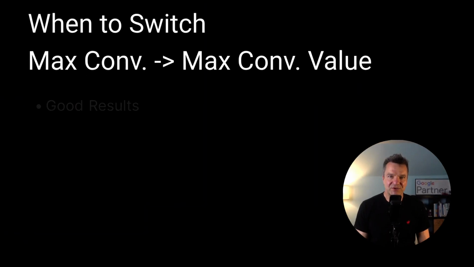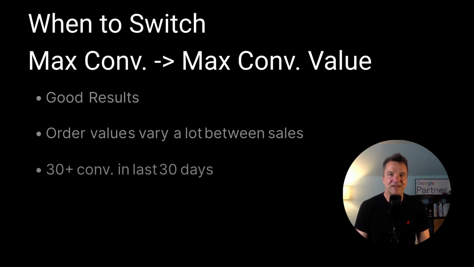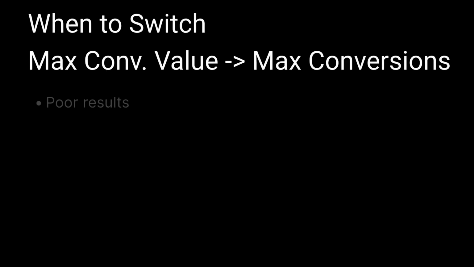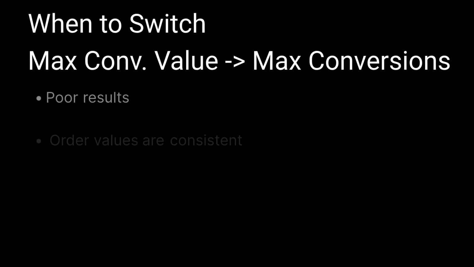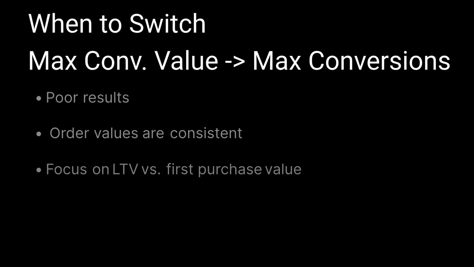Here's when to use each strategy. Switch from max conversions to max conversion value when you see good results, your order values vary a lot from sale to sale, and you've had at least 30 sales in the past month. Switch from max conversion value to max conversions when you don't see good results, your order values stay about the same between sales, you care more about long-term customer value than first-time purchase value, or you're getting very few sales. Google aims to achieve your target over a 30-day window, which is why monthly optimizations work best.